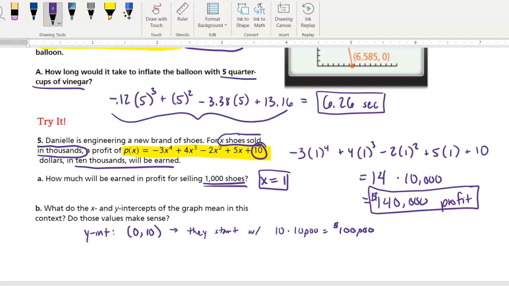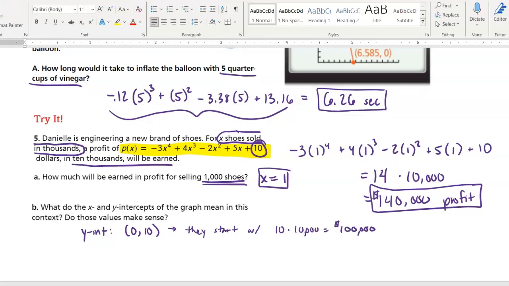They're starting with $100,000. So maybe that means that's what you would have in the bank, or that's what they have if they sell 0 shoes, is $100,000, which technically would make sense because in order to start a business, you're going to need to start with some money in the bank.